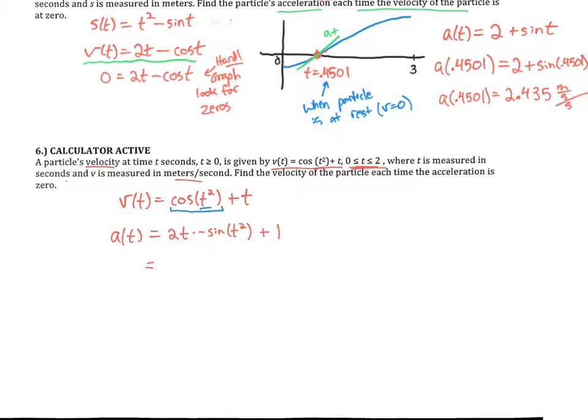So all told, the acceleration function would be equal to negative 2t sine of t squared plus 1. And we want to know when the acceleration is equal to 0. So let's graph this in our calculators and take a look. Okay, so if you've graphed this in your calculator, you should see a window, and hopefully what you've done is restricted your window to be only from 0 to 2.